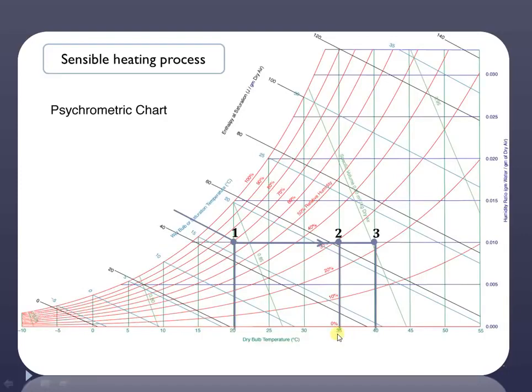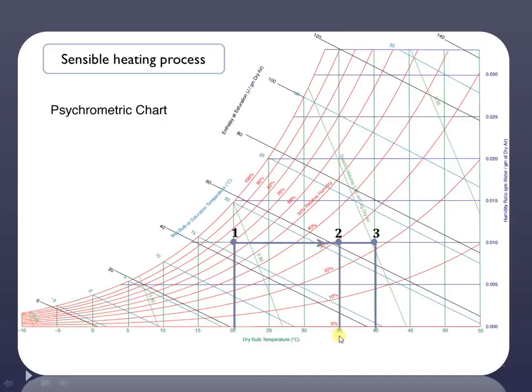So the bypass factor takes into consideration that not all the air will come in contact with the heating coil. Some part of the air will bypass the heating coil, and therefore instead of attaining the temperature of 40 degrees centigrade, the air will attain a temperature of 35 degrees centigrade, because the air which is bypassed will again act as a load on the heated air. Therefore the actual heating process is only from 1 to 2 instead of from 1 to 3. So the initial dry bulb temperature is 20, and now it is heated to 35 degrees centigrade.